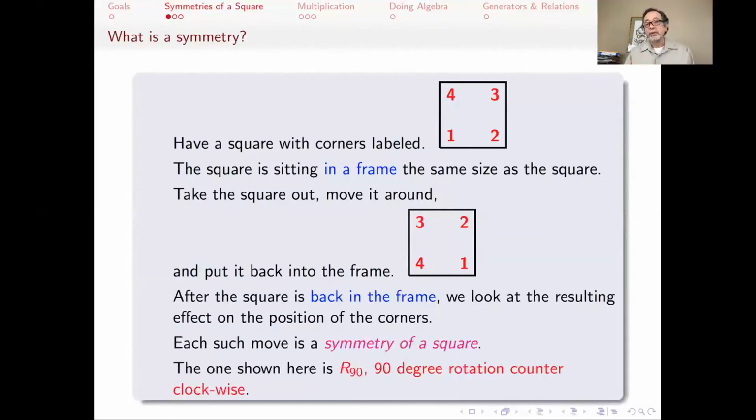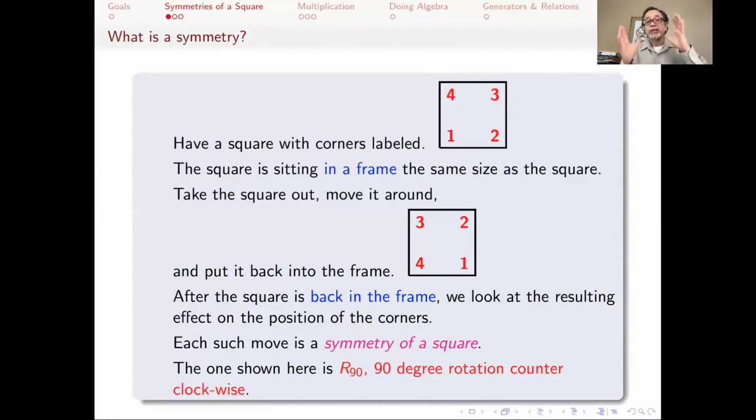So for example, the one that I've shown here is a 90-degree rotation counterclockwise. We took the square out of its frame, we rotated it 90 degrees counterclockwise and put it back. And that makes it a symmetry of a square. If I said 20-degree rotation, if you take a square and rotate it 20 degrees, then it still will be a square, but it won't fit in its frame, and therefore it's not a symmetry of the square.